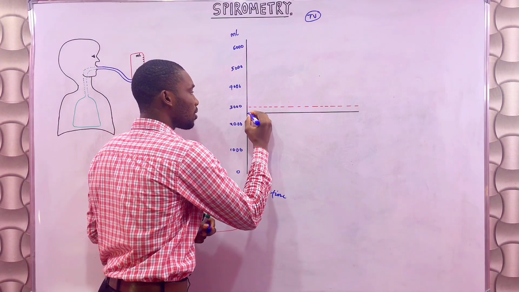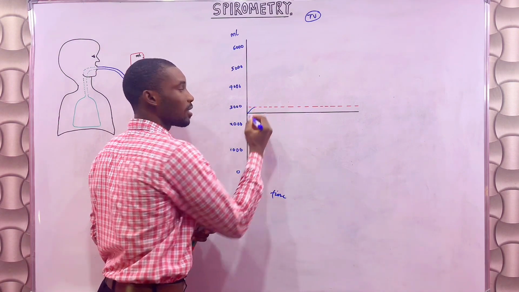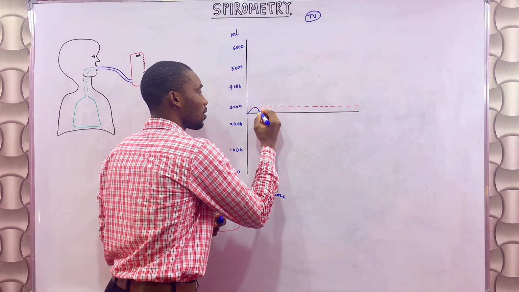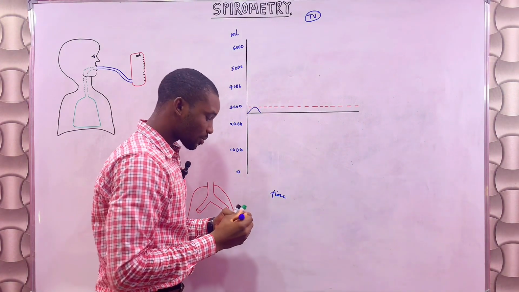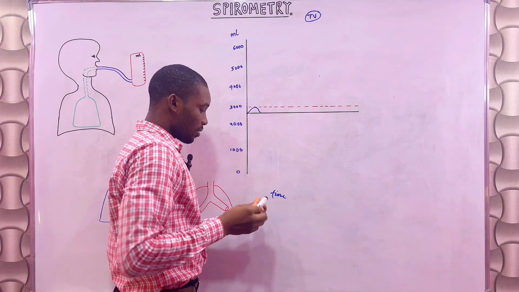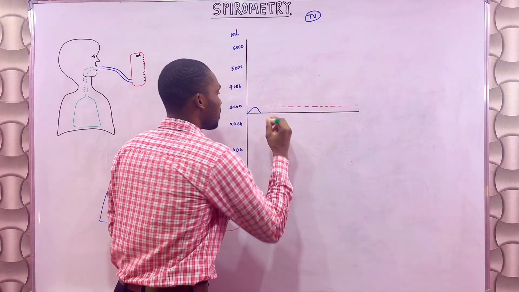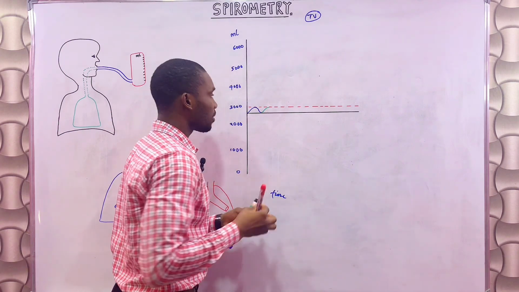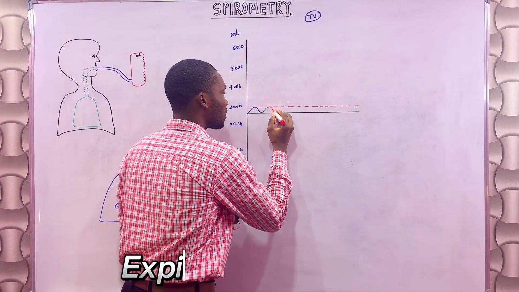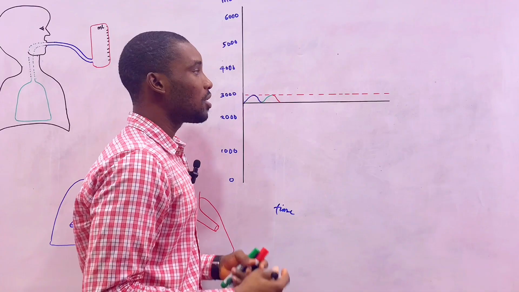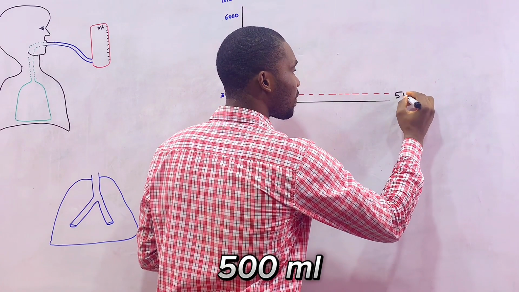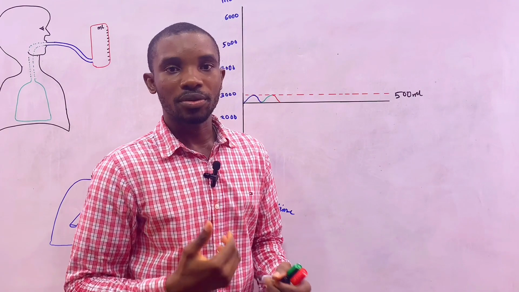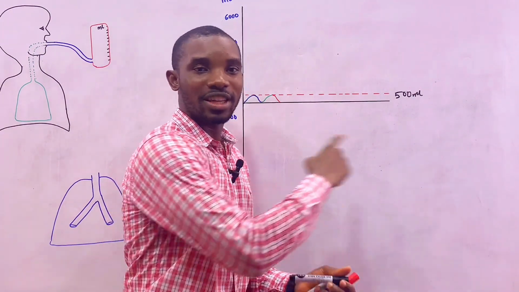So you take in tidal volume, and then you breathe out tidal volume as well. This would be the inspired tidal volume, and this would be the expired tidal volume. So the tidal volume is an average of 500 mils. You take in 500 mils and then take out 500 mils. That's the tidal volume.